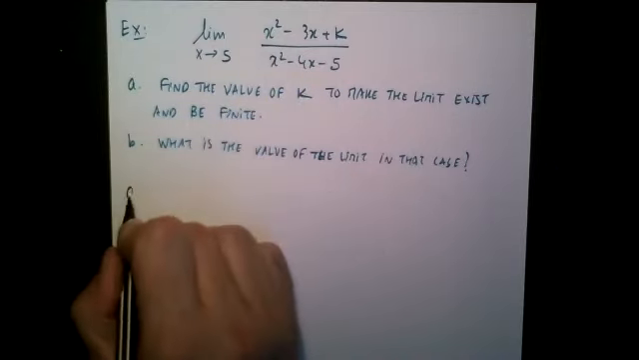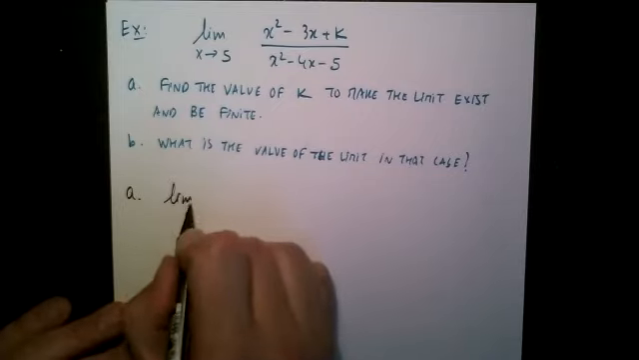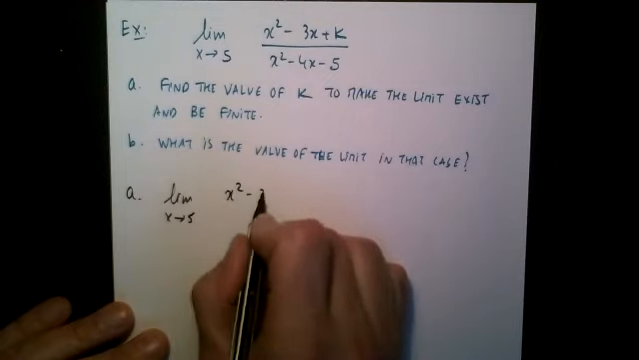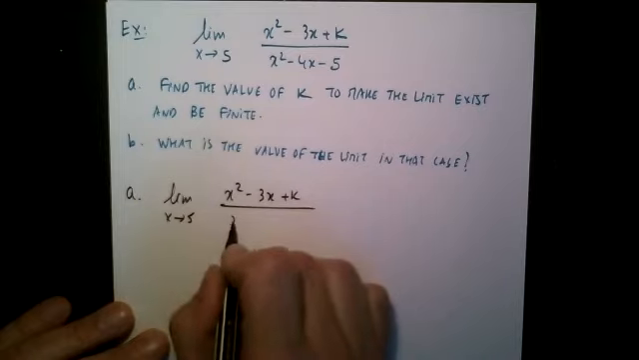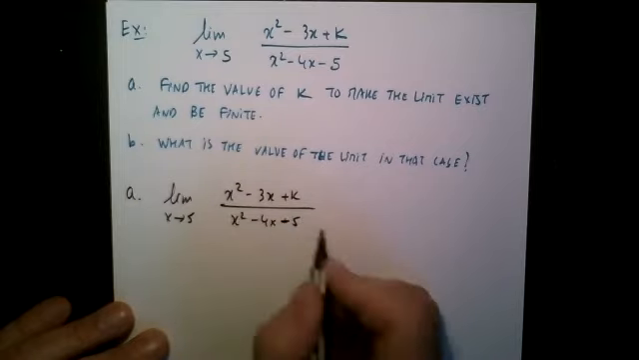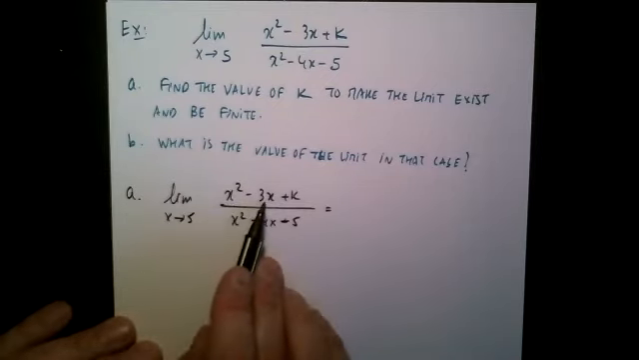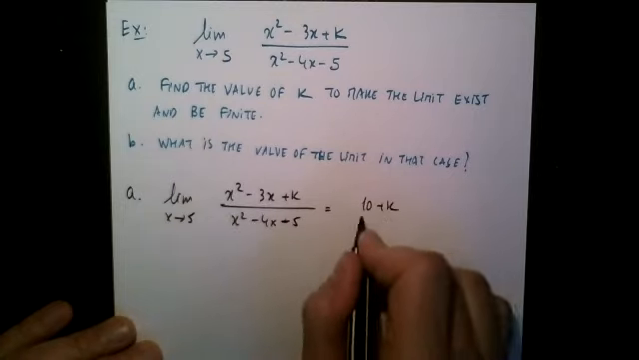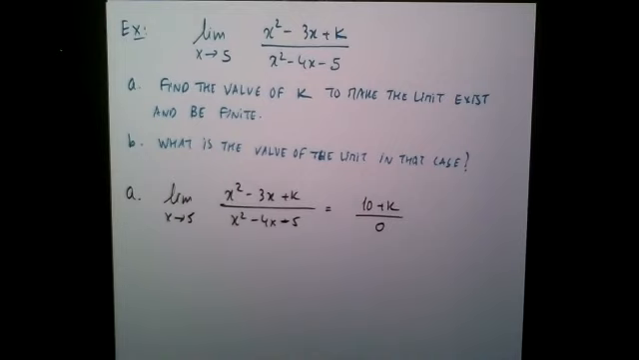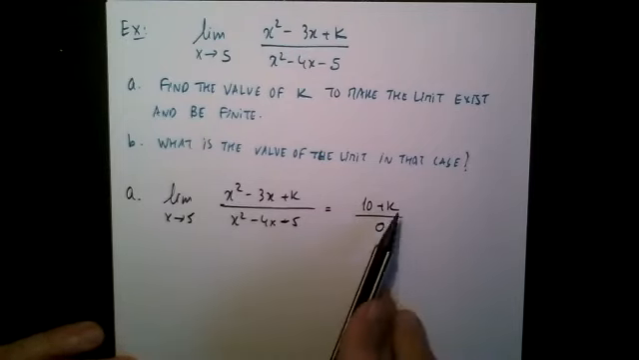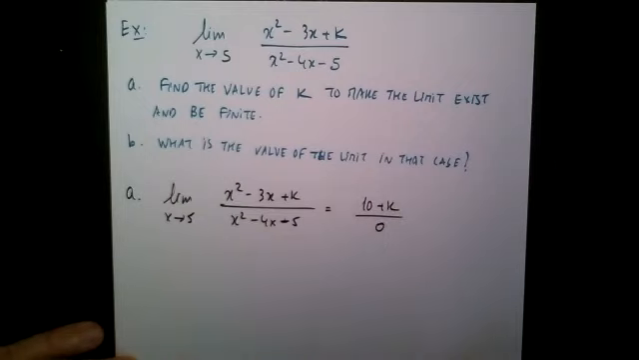Okay, so let's do A, because we're running out of time. So the limit as x approaches 5 of (x² - 3x + k)/(x² - 4x - 5). If you plug in 5, you get 25 minus 15 is 10, plus k, over 0. Right? So like you said, the only way that I could have a limit is if k is minus 10. If k is anything other than minus 10, I will have a number over 0, and that can't be. You'll have infinity or minus infinity. You understand?